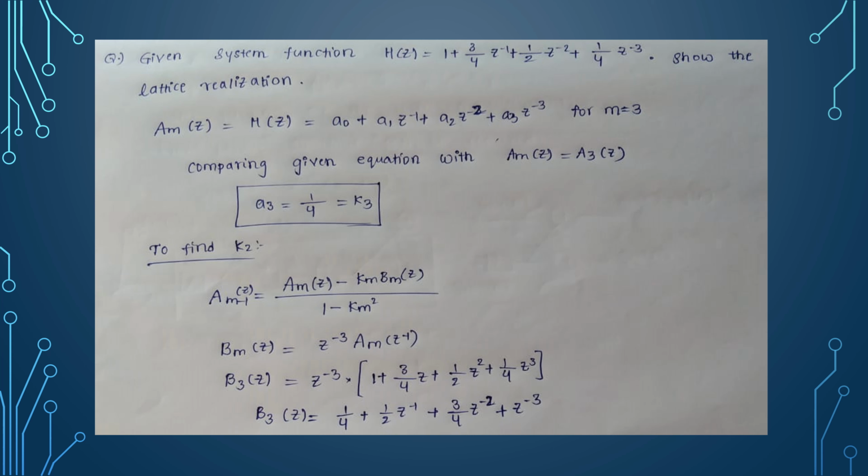Let us see an example where the system response is given and we are asked to realize the lattice structure. To realize the lattice structure, first of all we need to compute all the reflection coefficients. By comparing A_m(z) with H(z), we have the leading coefficient a3 as 1/4. So the third stage reflection coefficient k3 is 1/4. To compute k2, we need to find A_2(z), which is given by (A_3(z) - k3 B_3(z)) / (1 - k3^2), where B_3(z) is z^-3 times A_3(z^-1). By solving this, we can get B_3(z).